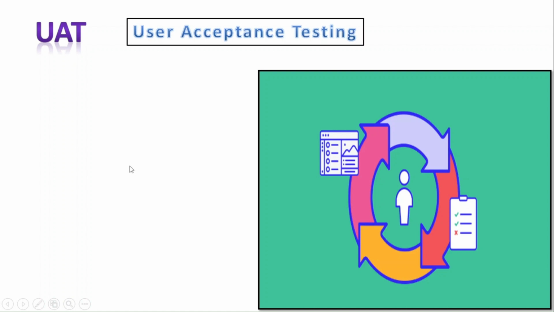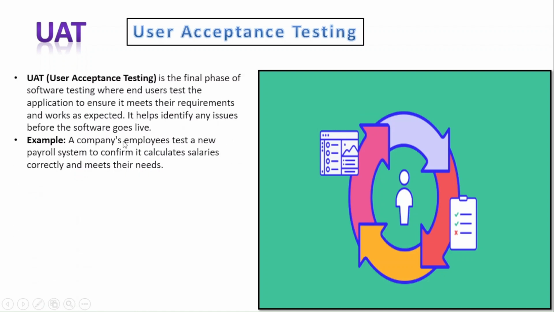UAT, that is User Acceptance Testing. UAT, or User Acceptance Testing, is the final phase of software testing where end users test the application to ensure it meets their requirements and works as expected. It helps identify any issues before the software goes live. Example, a company's employees test a new payroll system to confirm it calculates salaries correctly and meets their needs.